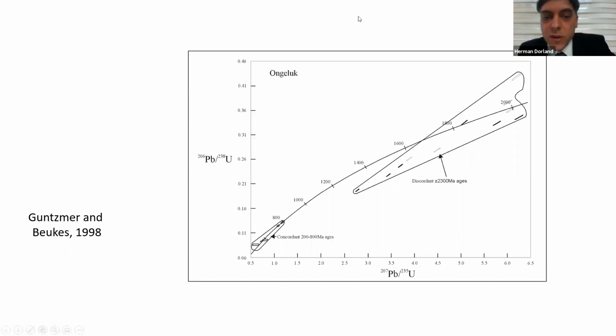There's some interesting information. This uranium-lead information from SHRIMP was published in Gutzmer and Beukes 1998. But what's interesting, this is the Ongeluk lava. And there are zircons in there that are concordant zircons with ages between 200 and 800 million years. Concordancy is just agreement between isotope systems. So the 206 over 238 agrees with the 207 over 235 lead.